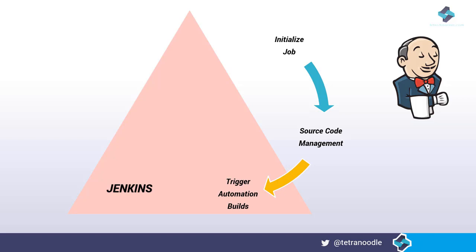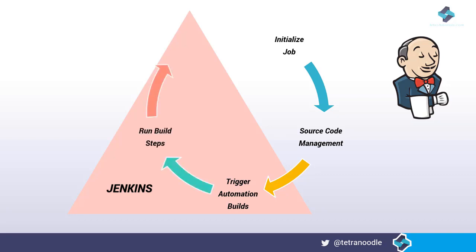Once you set up the SCM for the job, you have to inform Jenkins when to kick off an automation build. There are 3 options to choose from: start a build once another build is complete, kick off build at intervals, or pull the SCM for code changes and trigger a build. You can configure any of these build triggers as per your requirements.